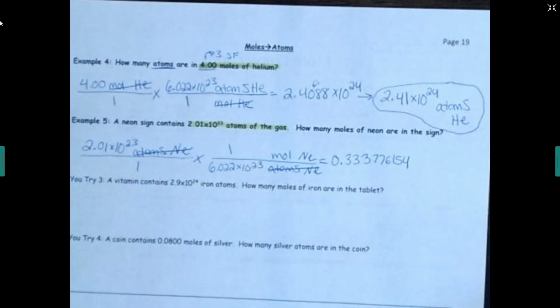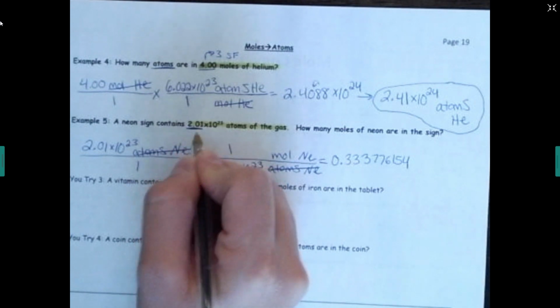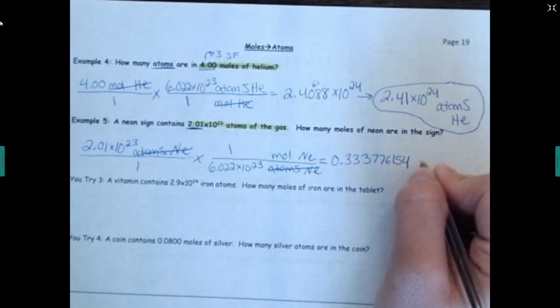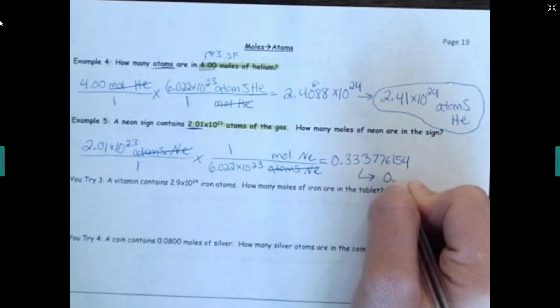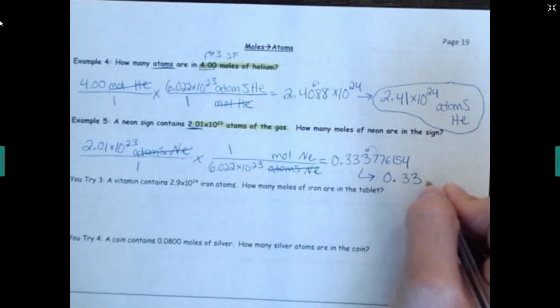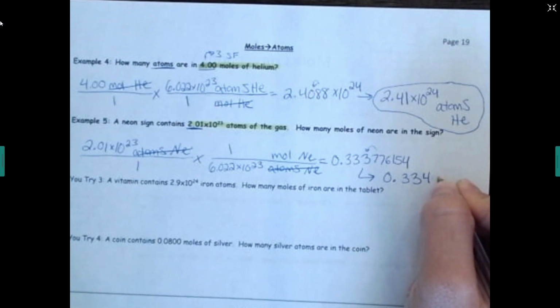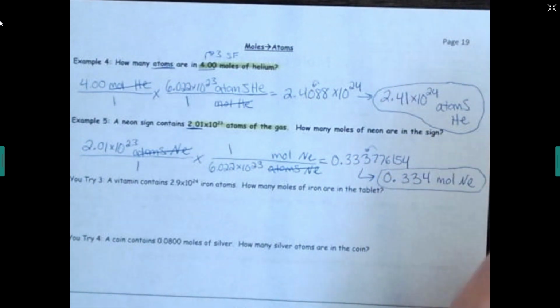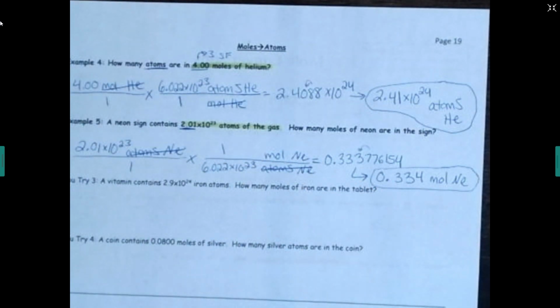Now, how many sig figs do I need? I need 3 sig figs, because this right here is 3 sig figs. So I'm going to round that to 0.334. That 7 is going to bump it up to a 4 moles of neon. And again, we're going to save the U tries for the end.